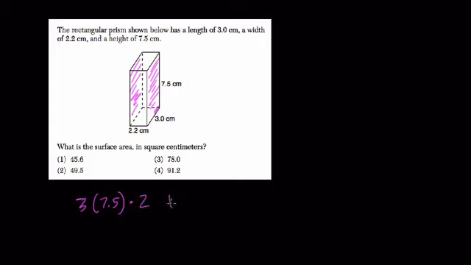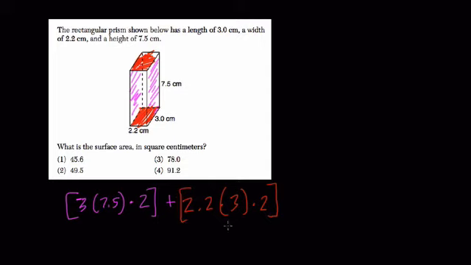Okay, I'm going to leave that here. Next, we add in the next faces we're looking at. Let's look at this top face here, this top face and this bottom one. Those are both 2.2 by 3. So 2.2 times 3, but there are two of them, so we double that. And lastly, we add in the front face here.